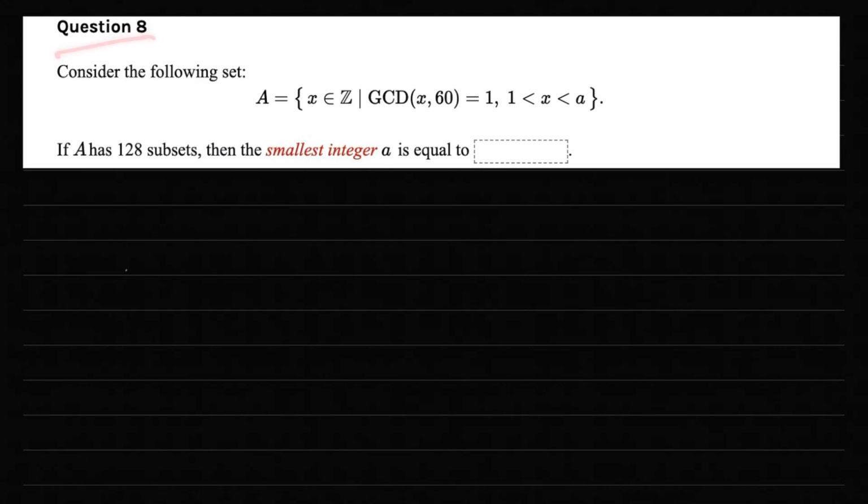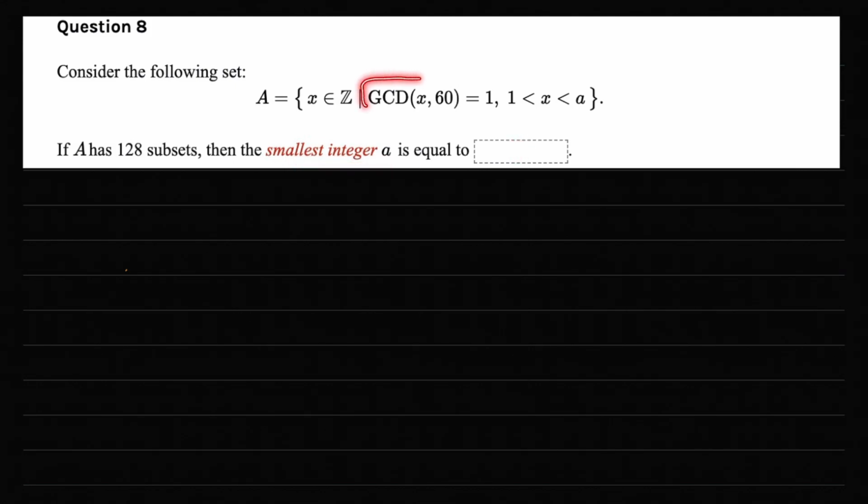Question number 8. Consider the following set. A is equal to the set consisting of all x's inside the set of integers so that the greatest common divisor between x and 60 is 1. So an x is somewhere between 1 and a. If a has 128 subsets, then the smallest integer a is equal to what?